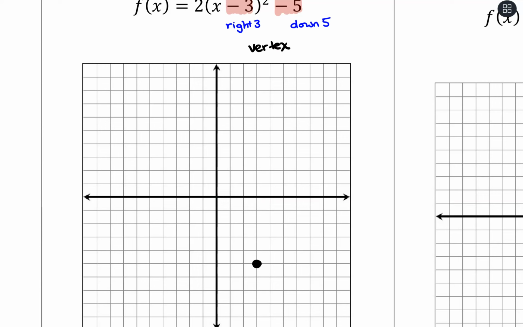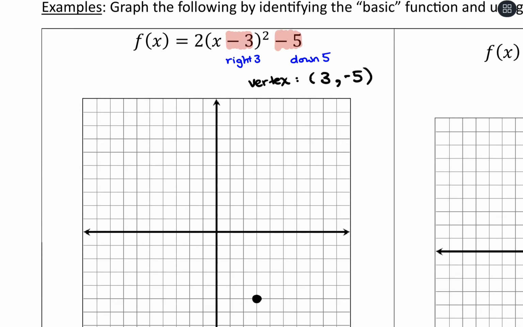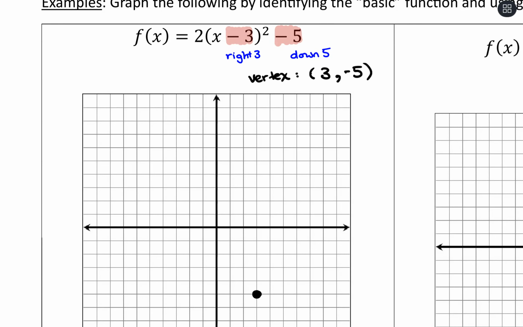So when we've talked about vertex form before, that's what we're seeing here. It's coming from those graph transformations. Now, the next piece we're going to focus on is this 2 out front. That is going to be a vertical stretch by 2. And because it's positive, we won't have a reflection, so that tells me that we're opening upwards.